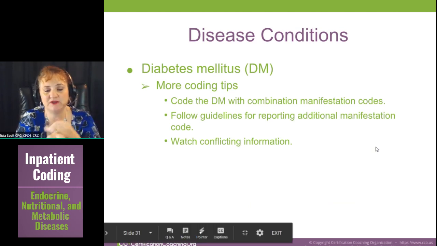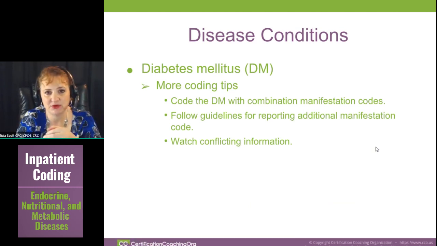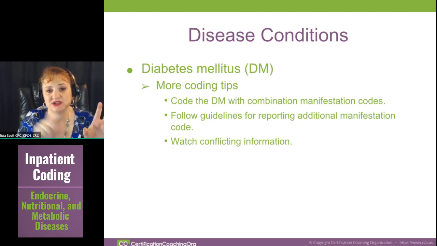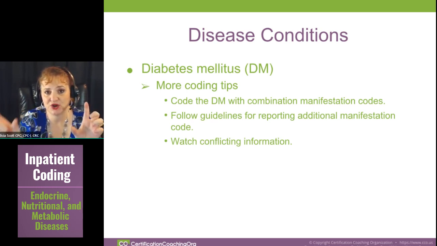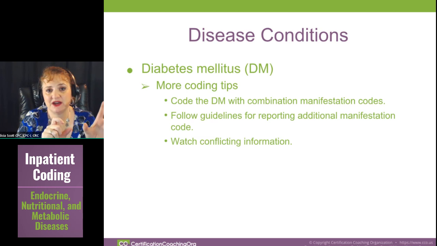Coding tips that you need to be aware of. Diabetes has a lot of combo codes. Just because there's a combo code doesn't mean you may not have to use additional codes. If you have CKD with diabetes, then you're going to code the combo code for diabetes with renal manifestation. You're going to code the CKD code because they need to tell them, well, if they've got a renal manifestation, what is it? Well, it's CKD.